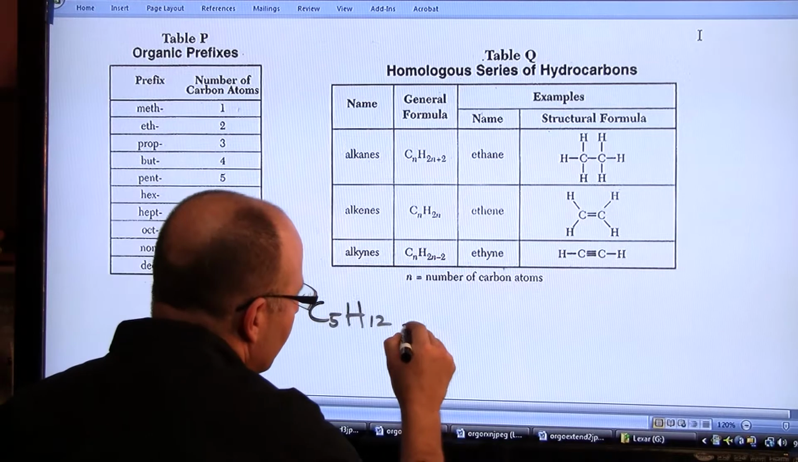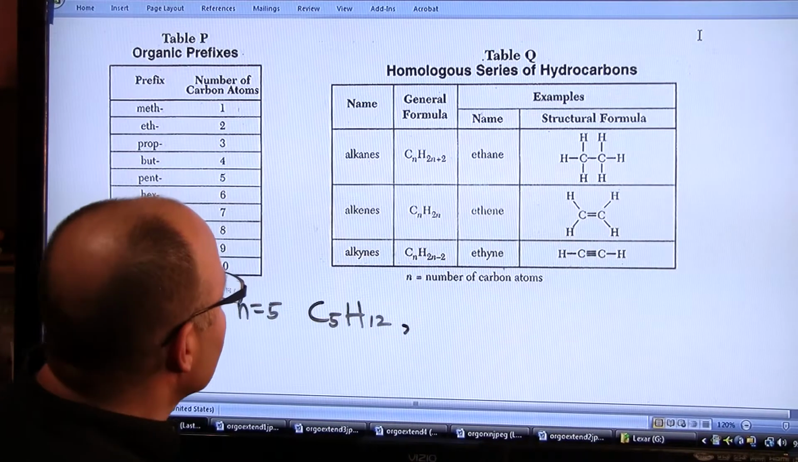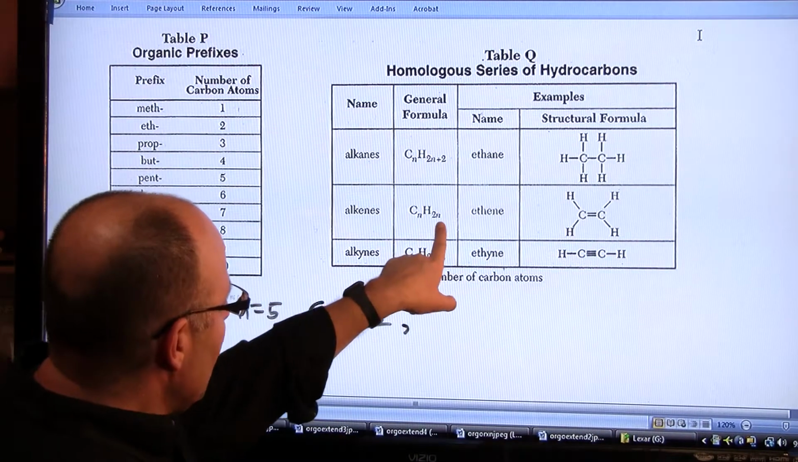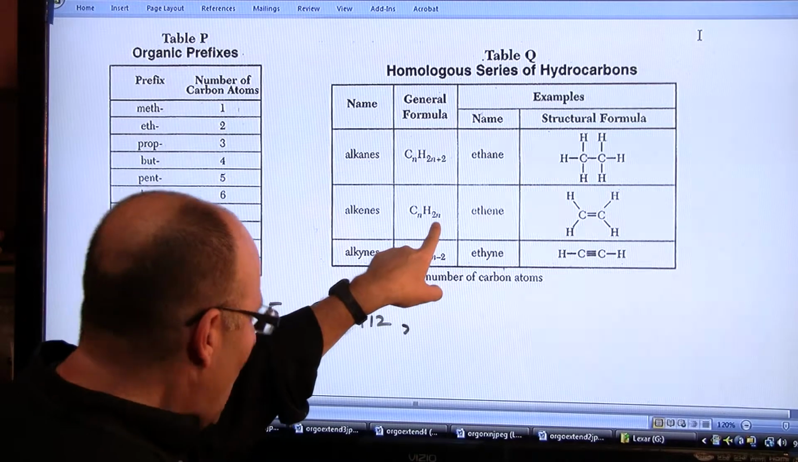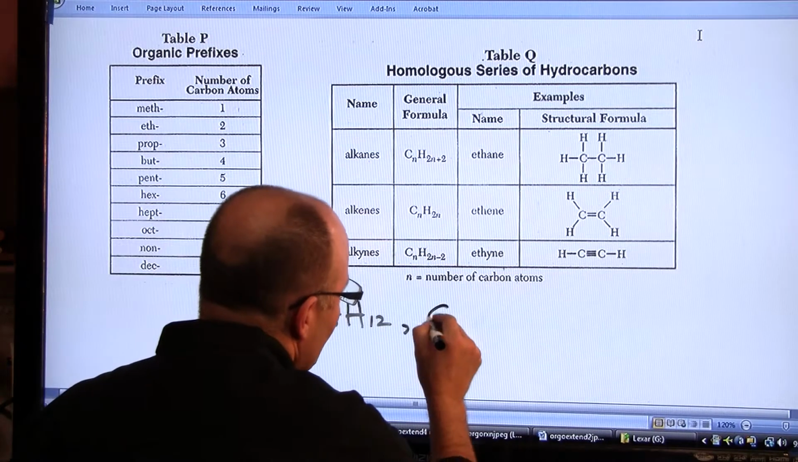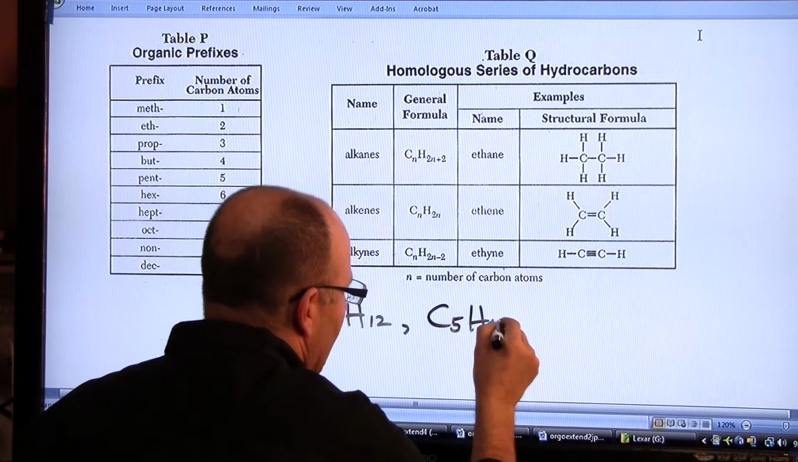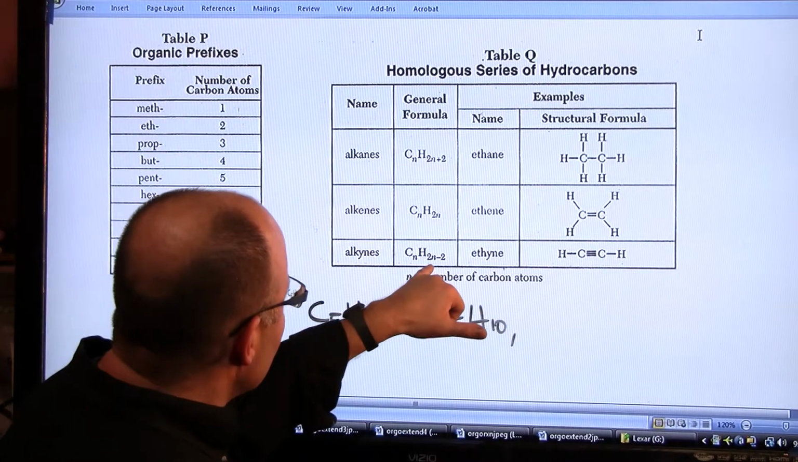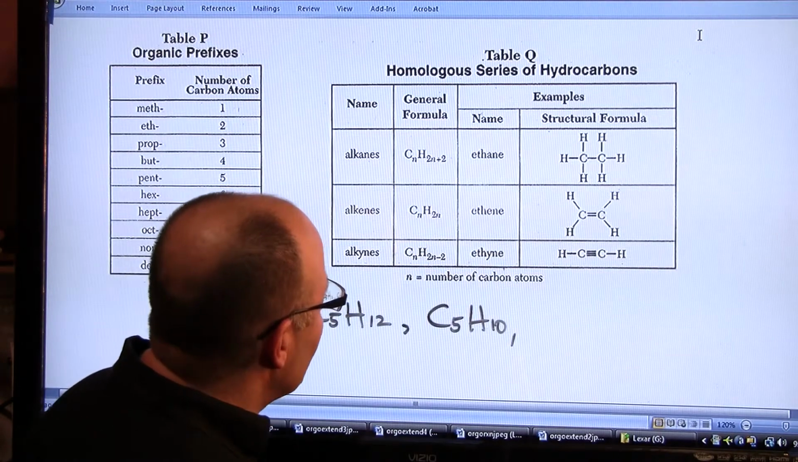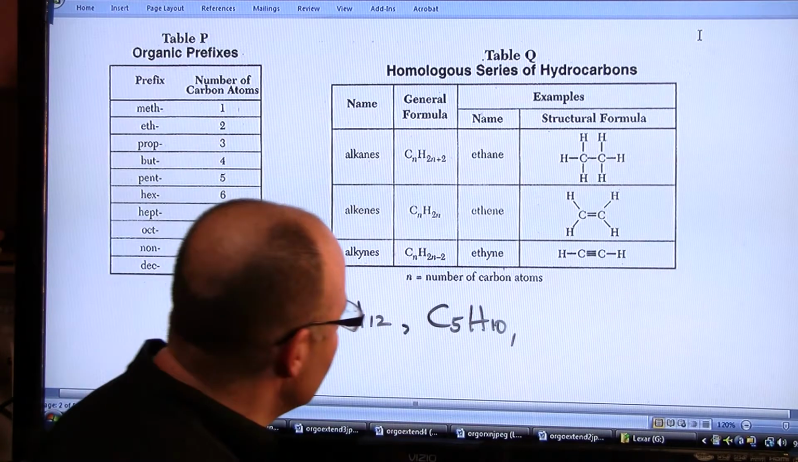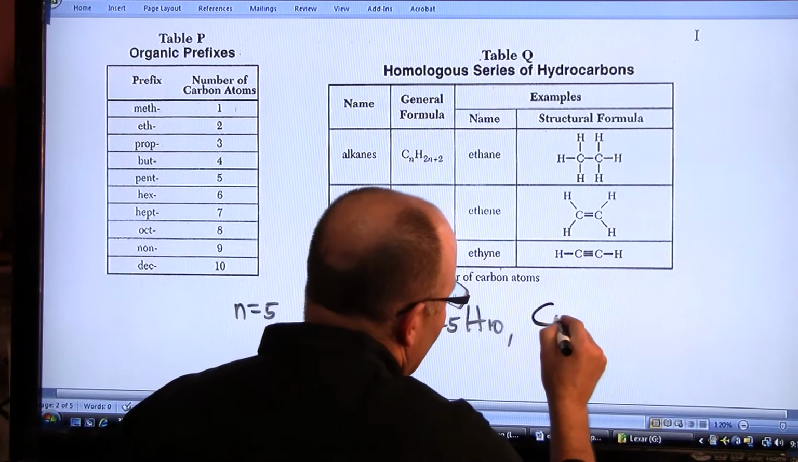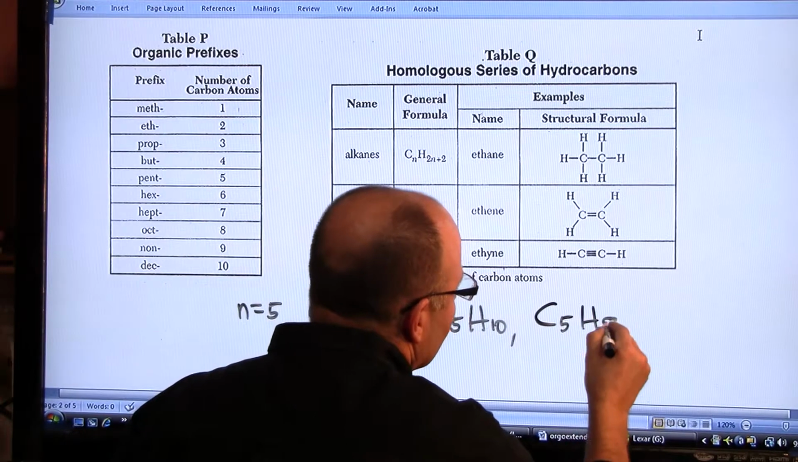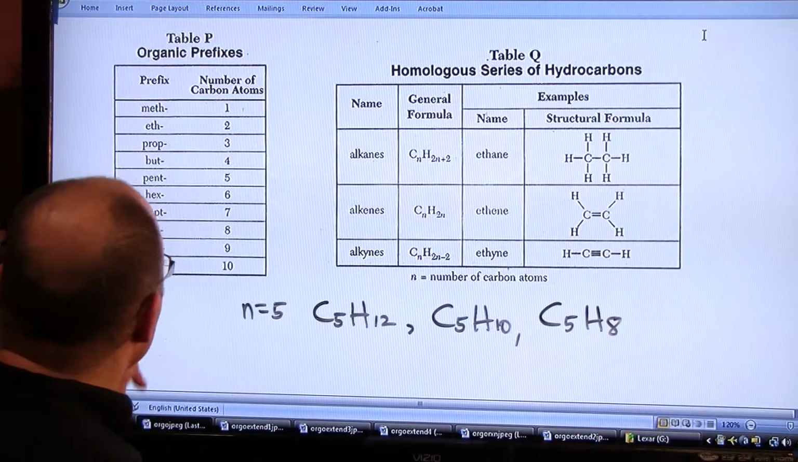On the other hand, if it were an alkene, it would be CnH2n, so the number of hydrogens is twice the number of carbons. It would be C5H10. And if it were an alkyne, it would be twice the number of carbons minus 2. So 2 times 5 is 10, minus 2 gives you C5H8.